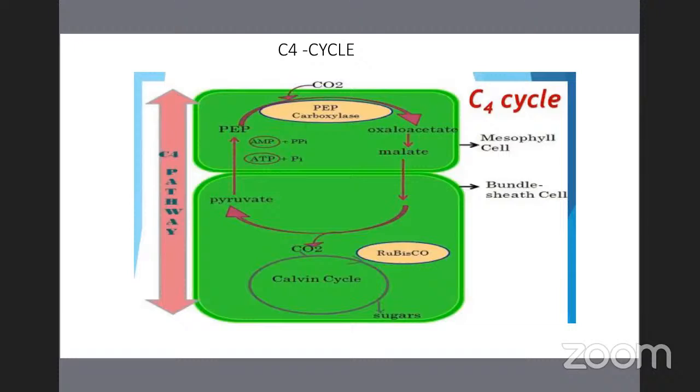Next, the process of the C4 cycle. The C4 cycle is completed in two different parts. Number one is mesophyll cells. Number two is bundle sheath cells. Just now we discussed that mesophyll cells have granal type chloroplasts, which help in performing the light reaction. And bundle sheath cells are helpful in performing the C3 cycle by having agranal type chloroplasts. Let us discuss the individual changes in mesophyll and bundle sheath cells.